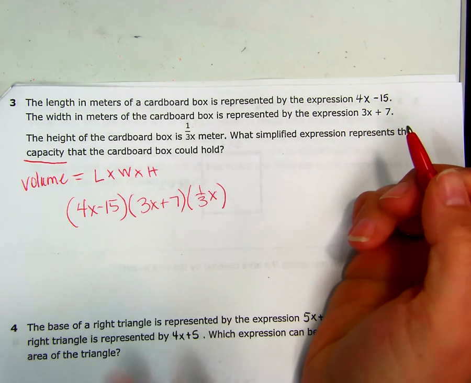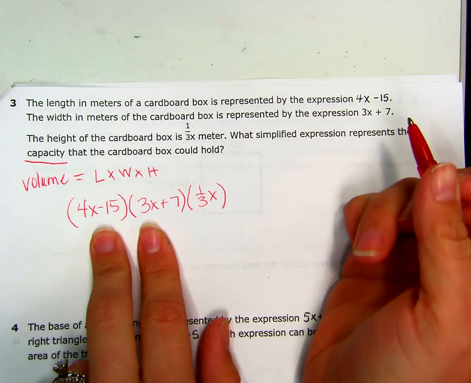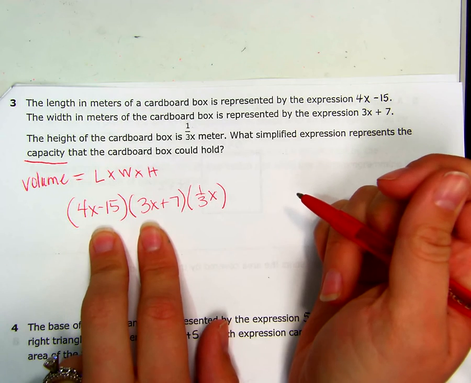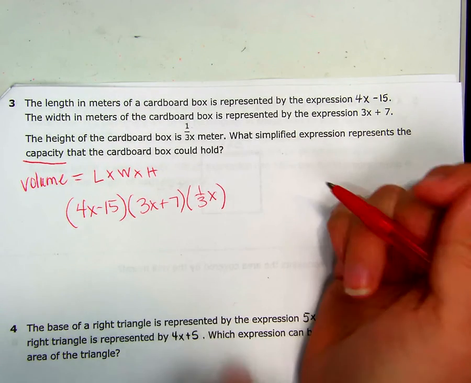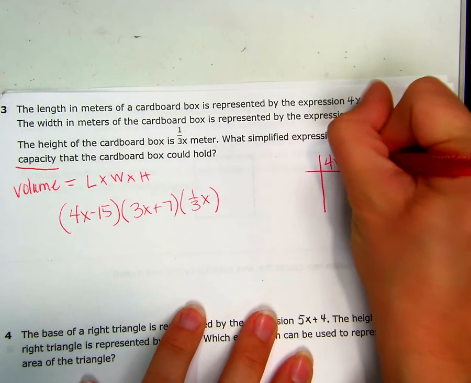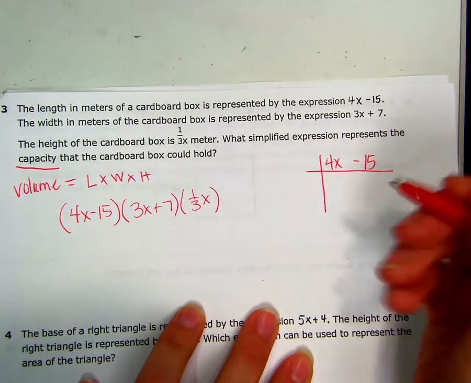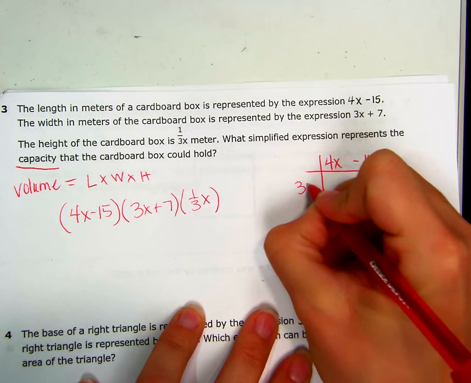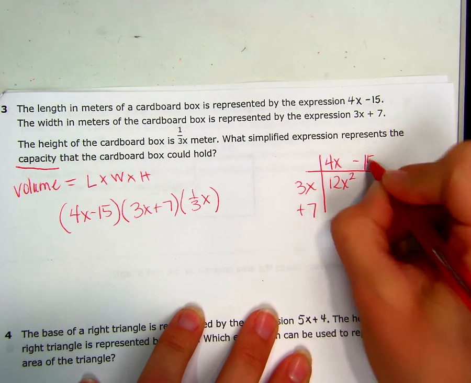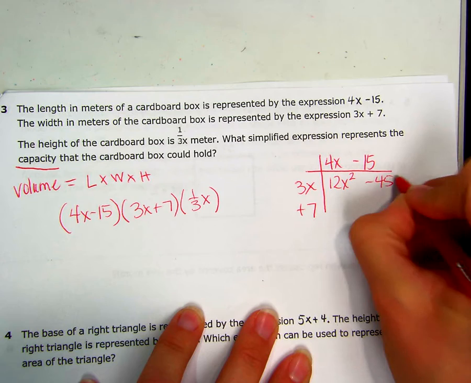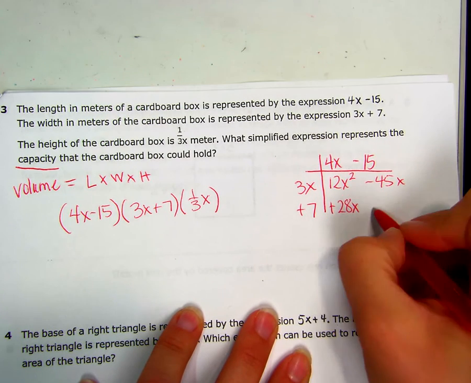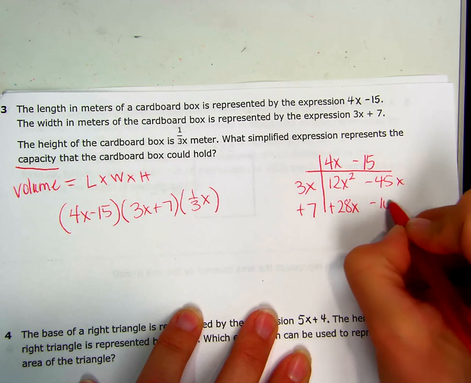All right, so to be successful from here, you need to do length times width first. You may do that with the box. You may do that with foil. That choice is really yours. I'm going to do the box just because that seems like what most people have been choosing as I've been walking around watching you work. So I get 12x squared minus 45x plus 28x minus 105.